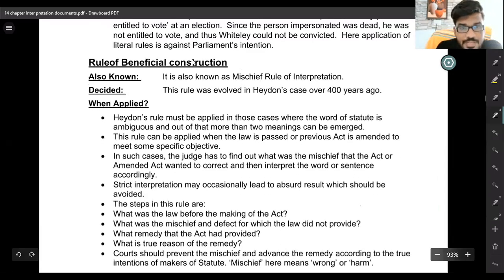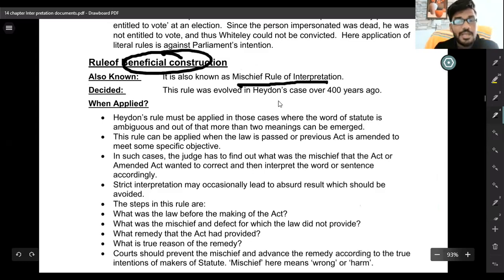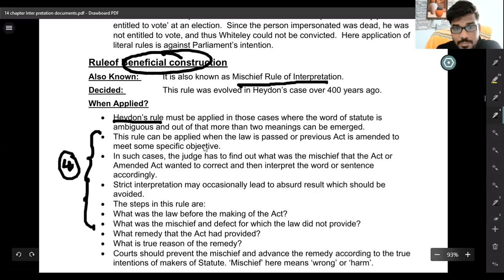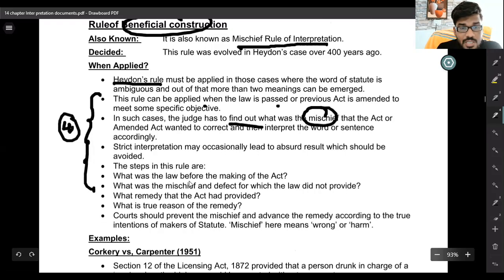So it is a rule of beneficial construction. It is also called the mischief rule of interpretation. It is also called Heydon's rule of interpretation. Whenever you go through with this particular rule, you should consider four parts. This rule can be applied when a law is passed or a previous act is amended. The judge has to find out what the mischief or loophole is. So: what was the law before making this act? What was the loophole in that? What is the remedy of that act? What is the reason for that?